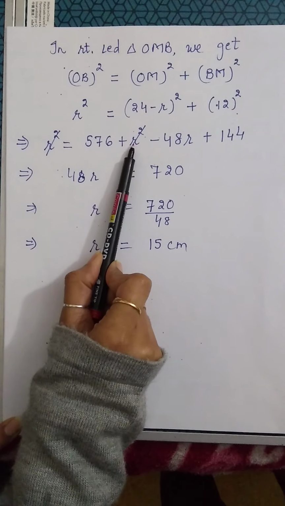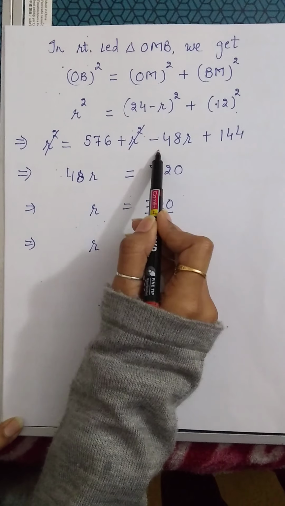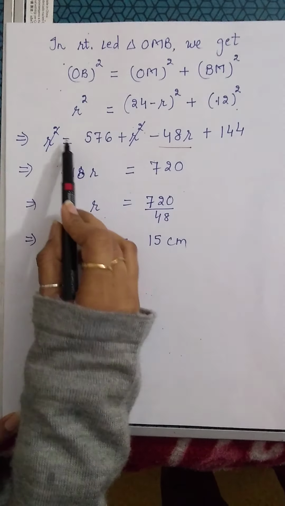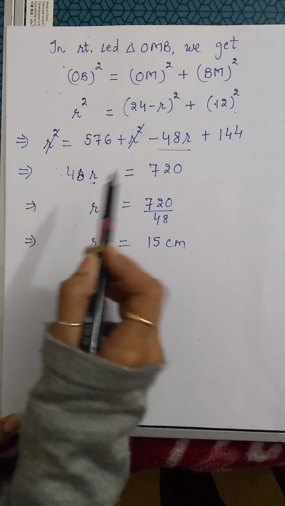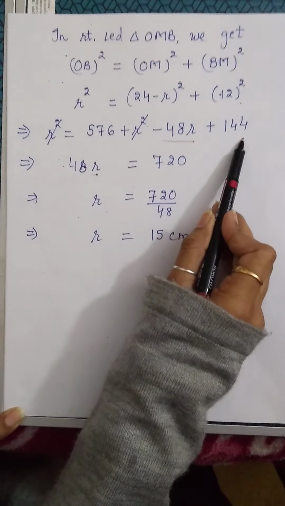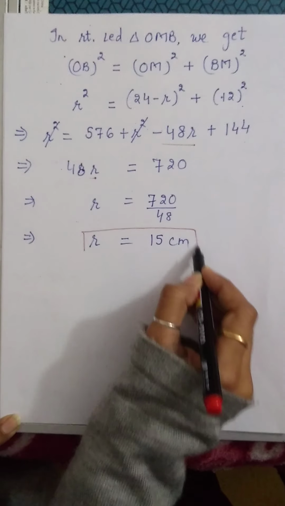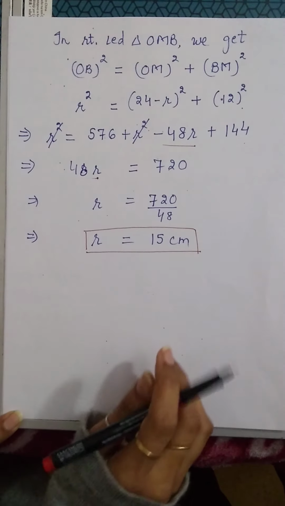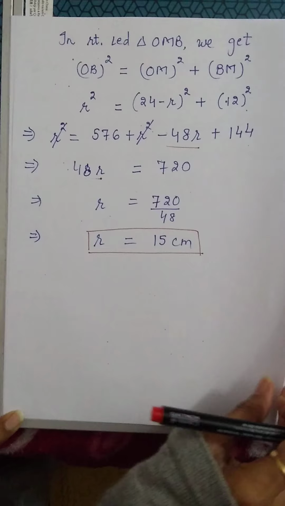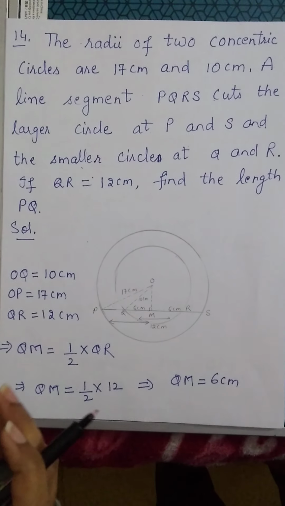r square will get cancelled. Minus 48r, we will take it to the other side. It will become plus 48r. 576 plus 144 is 720. So from here, we will get the radius of the circle as 15 centimeters. Let us discuss the next question.